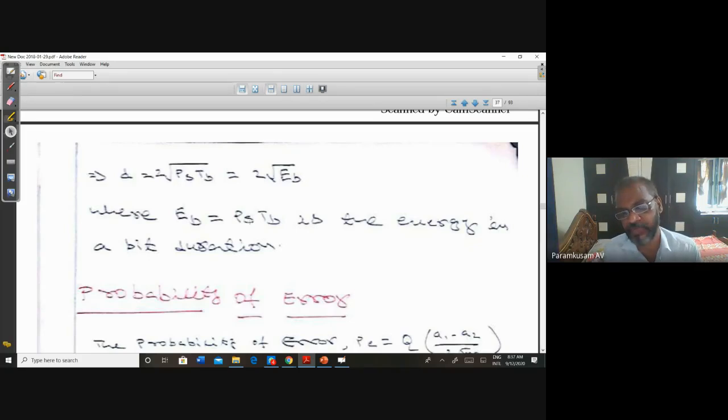What is the relationship between power and energy? Energy is equal to power into time, or power is equal to energy divided by time. Energy per time. Okay. So you can write this as 2 root over eb.